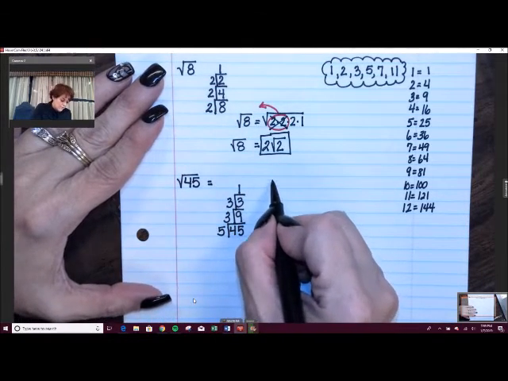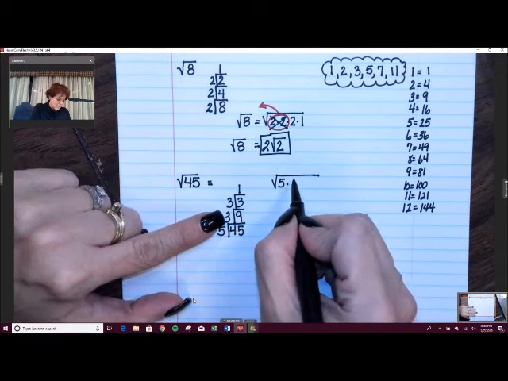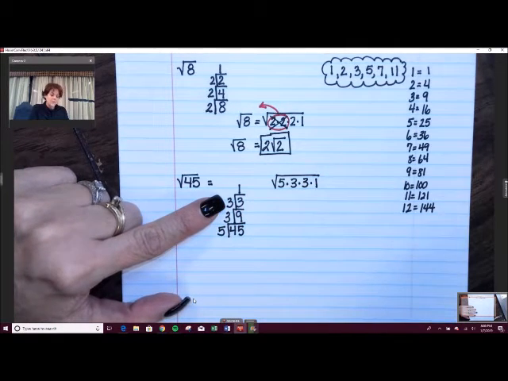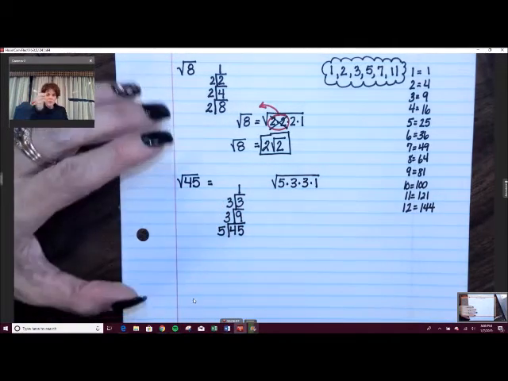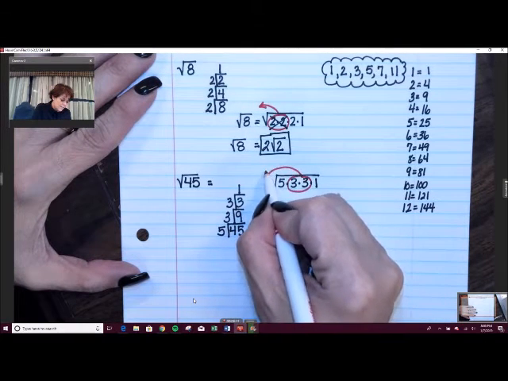So the square root of 45 is the same thing as 5 times 3 times 3 times 1. Remember, you're circling the doubles. Circle them up. So I've got 2 3s. They are going to come out to the front.